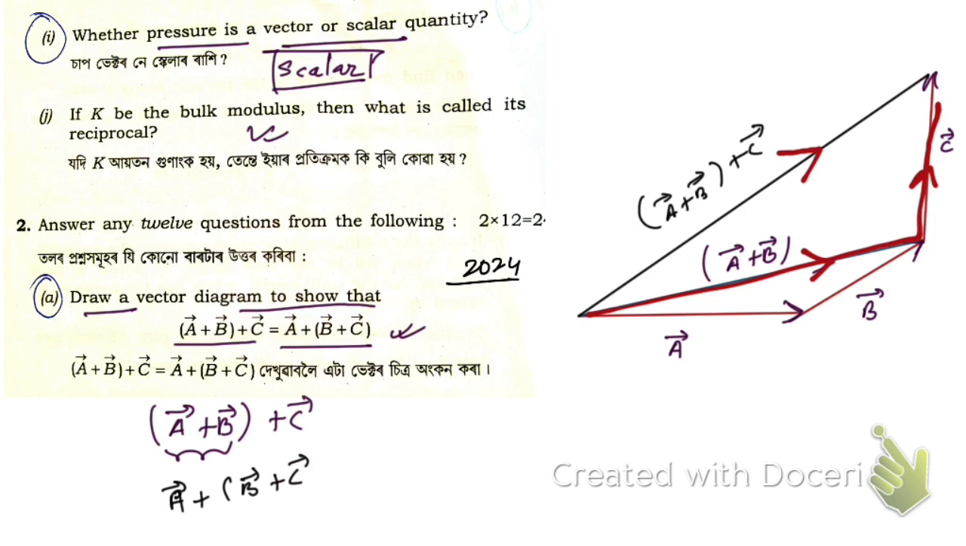Okay, now let's find B plus C. So here you see B plus C. So this is B plus C, right? This is B plus C. You see, this is B in this direction, and this is C. These two are in same order, and if you take this in opposite order, this is going to give you B plus C, B plus C, right?